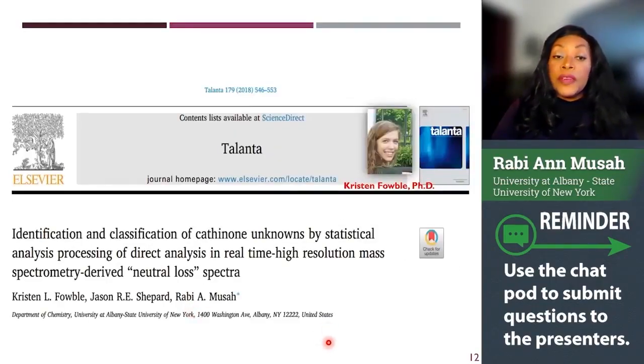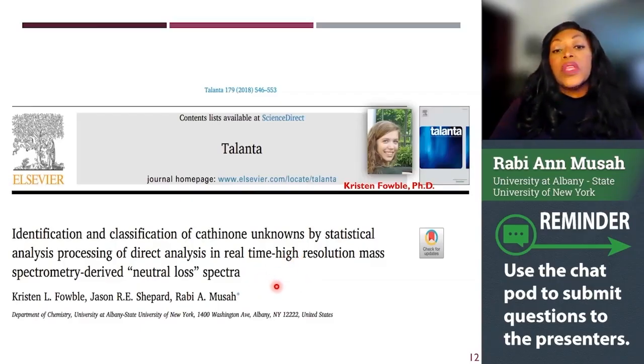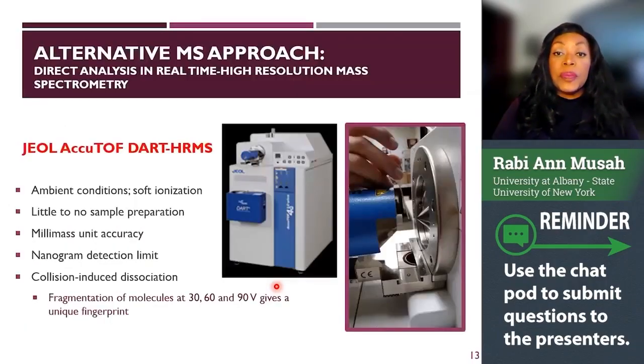And so we showed in previous work that you could actually do this for cathinones. And so the student who worked on this, who has since graduated and gotten her PhD, Kristen Falbel, was the lead on this project. And we showed how you could do this for cathinone unknowns by applying statistical analysis processing to DART mass spectral data, but specifically what we're calling neutral loss spectra. And I'm going to walk you through that process to show you how it goes, and then show you how we applied it to tryptamines.